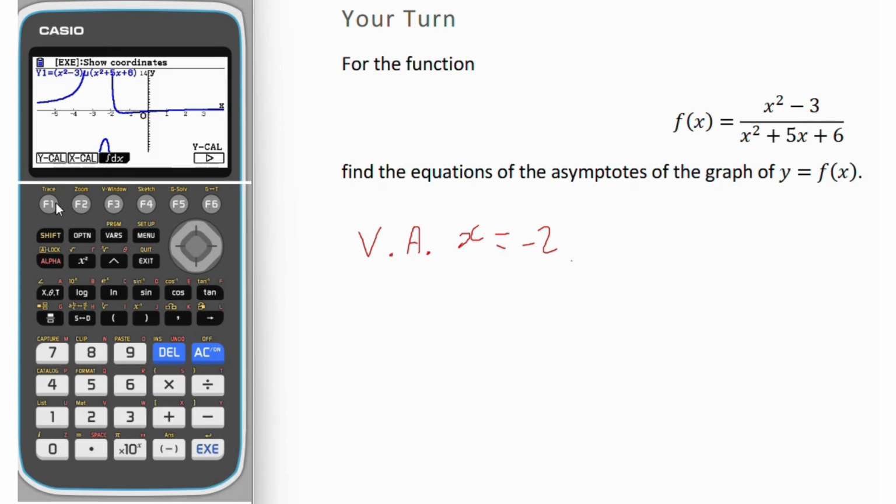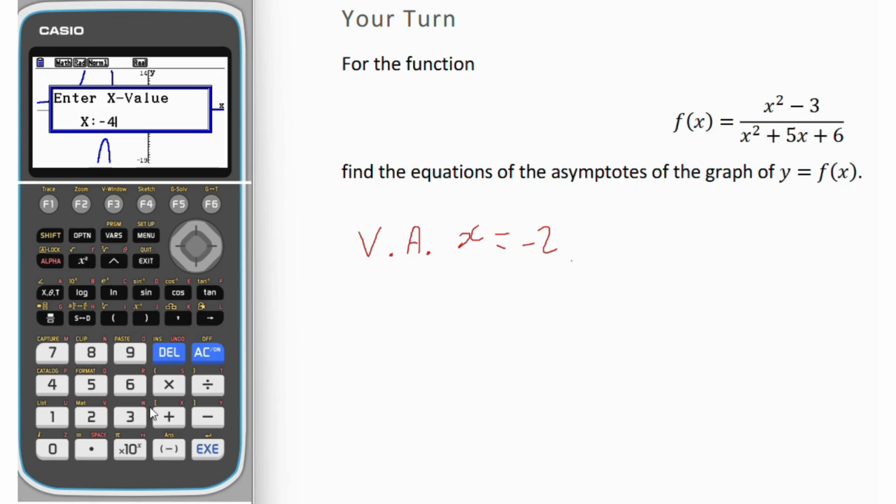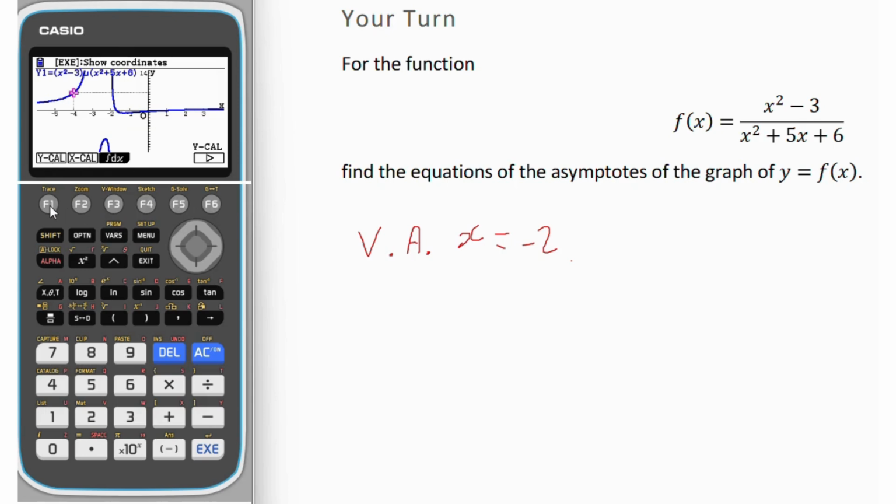The other one looks like it's somewhere between -3 and -4. So let's just give it a try, a y-calc at, let's say, -4 first. No, it's finding a solution there. Let's try at -3. And it's not finding a value there. So -3 then is our second vertical asymptote. X equals -3.